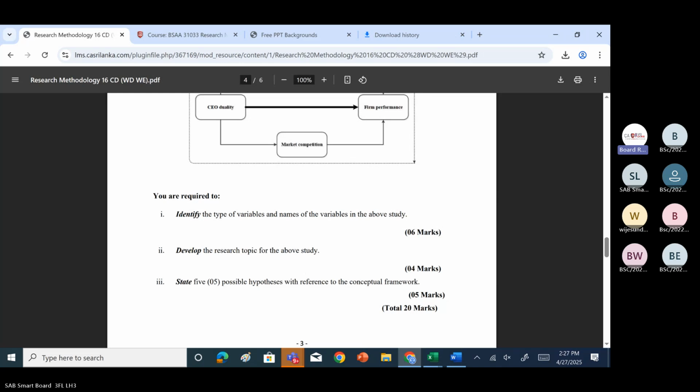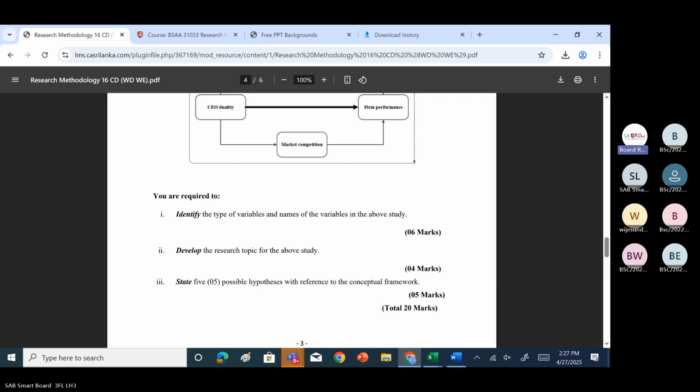Here this is a given conceptual framework, so therefore I ask you to name the variables. You are always asked for the identification of variables. So there may be some mediators, so there may be some moderators. I need to specially highlight this question. So we will see the first question here: identify the type of variable, that's the one part, and the other one, names of the variables.